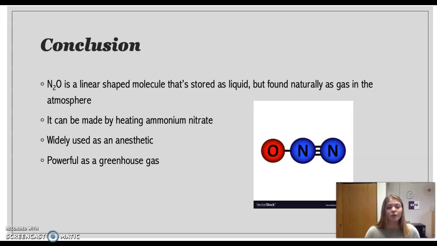Today, we are able to go over that nitrous oxide is a linear-shaped molecule that's stored as a liquid, but found naturally as gas in the atmosphere. When it's not found naturally, it can be made by heating ammonium nitrate. Nitrous oxide is widely used as an anesthetic, and it is also powerful as a greenhouse gas.